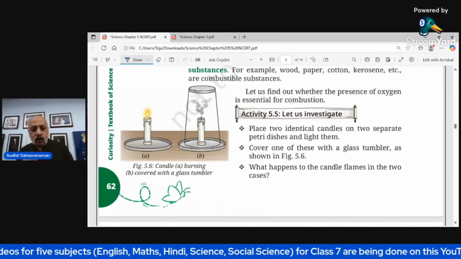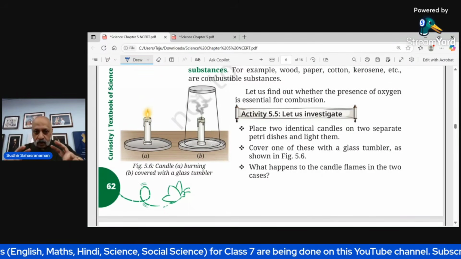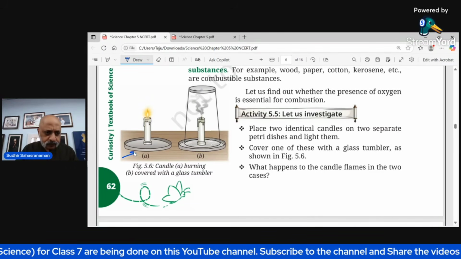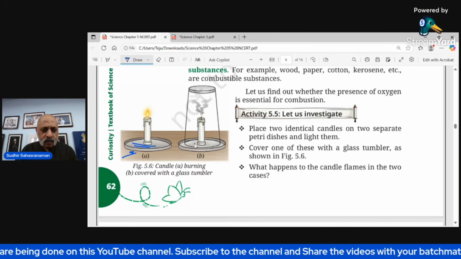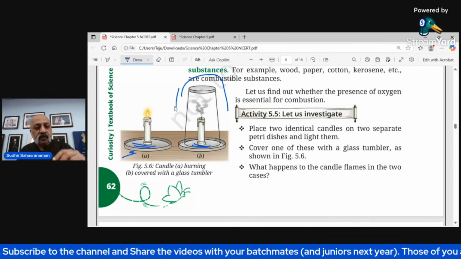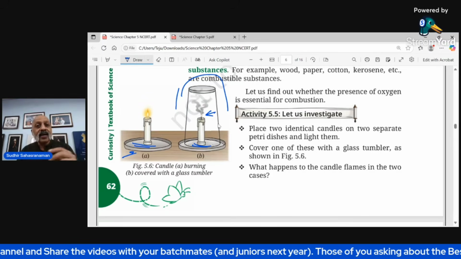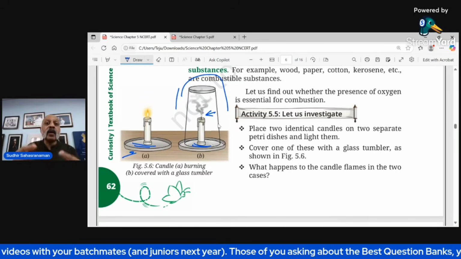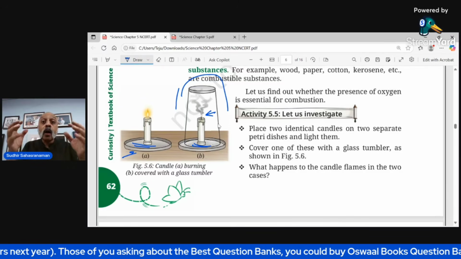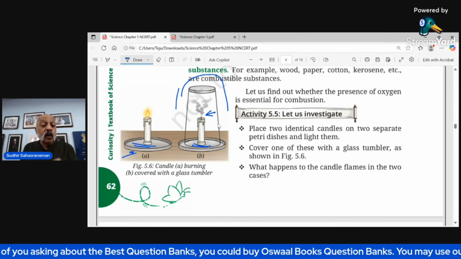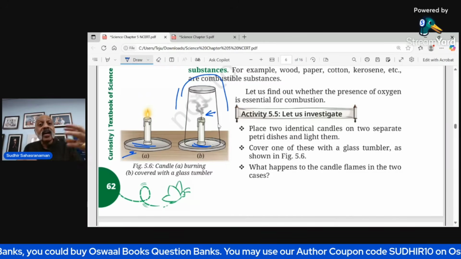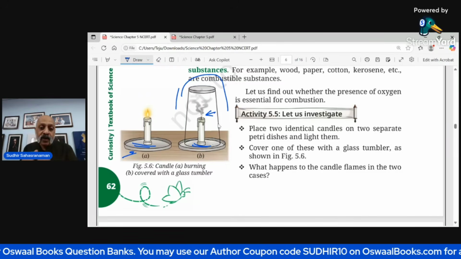Now let's do an experiment. Let us burn 2 candles, okay, on 2 petri dishes. Now this is a petri dish. We are burning a candle. But in this case, we put a glass tumbler to cover it. What we will find is that this particular candle gets extinguished. Okay, it will not be able to glow for a time within few seconds because there is no oxygen available to it. This is an experiment to see what is required. But I'm telling you that because there is no oxygen, it will get extinguished within a matter of seconds.